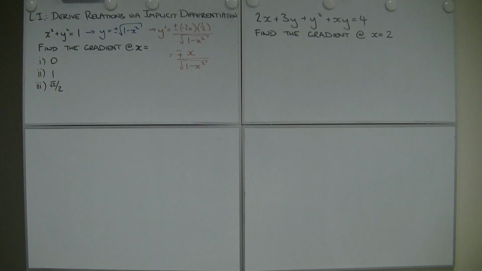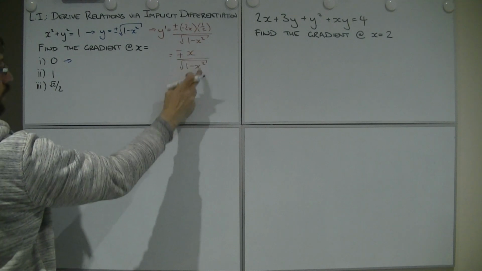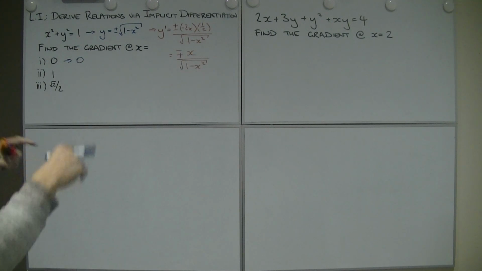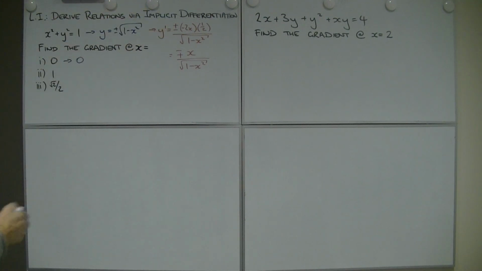Okay, we had to do a little bit of work. Wasn't the worst thing in the world. Brilliant. Okay, so we can sub these in now. 0 into this, 0 over 1 gives me 0. Does that make sense? Well, when x is 0, I'm at the top of the circle. The tangent line would be perfectly horizontal. Yeah, that makes sense. Cool, what happens at 1?